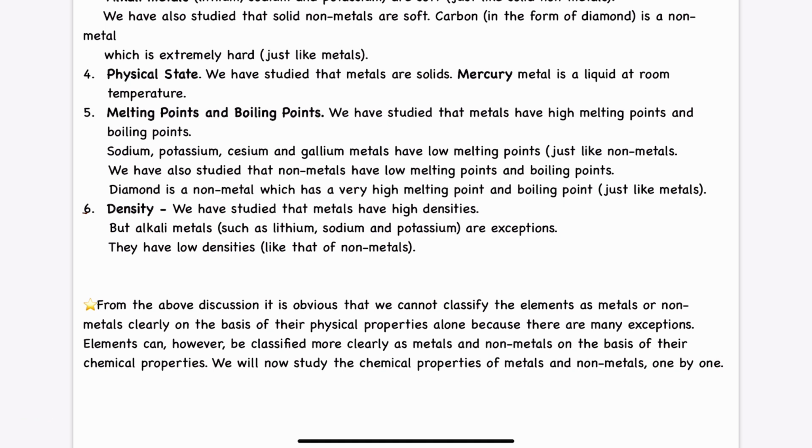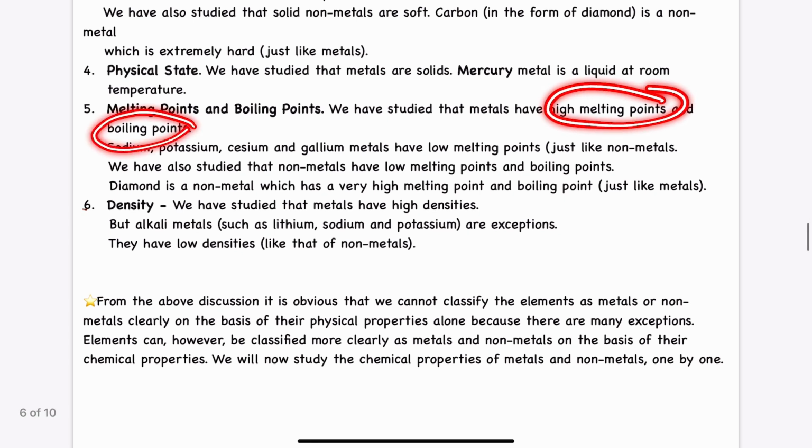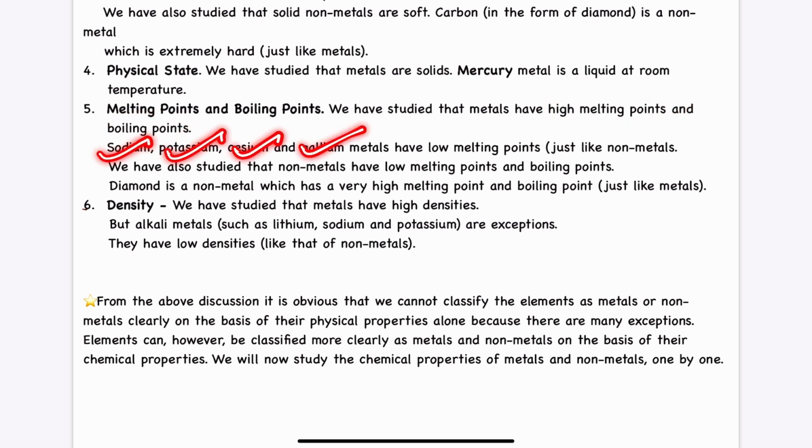Physical state: we have studied that metals are solid, but at room temperature, mercury is in liquid state. Coming to the next point, that is melting points and boiling points. We have studied that metals have high melting point and boiling point, but again the exception is sodium, potassium, cesium, gallium. These metals have low melting point.